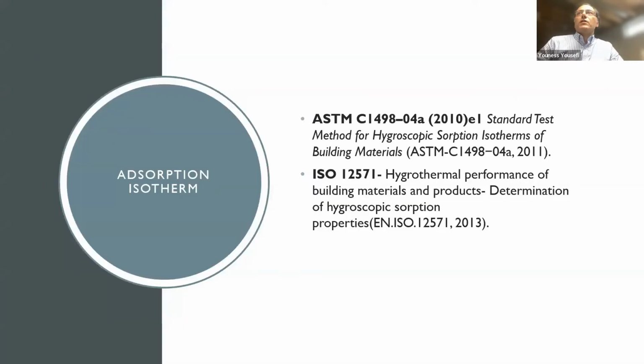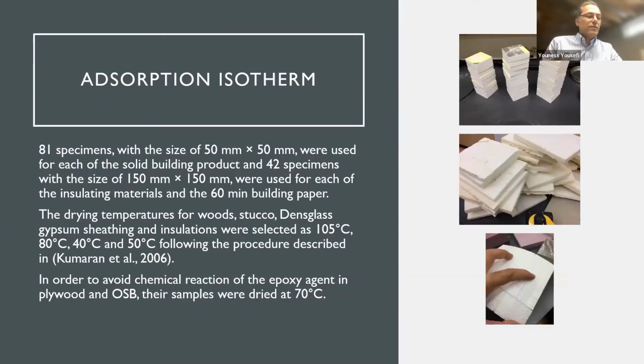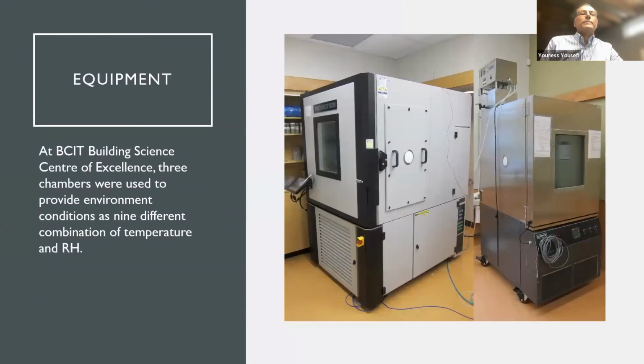For the absorption isotherm, we used again another set of standards, and we prepared different sizes of the material, most of them 50 by 50 millimeters, and we did some preparation, like cutting through the insulation to get more vapor during the process and fasten the process. Otherwise, it took like 3 months.